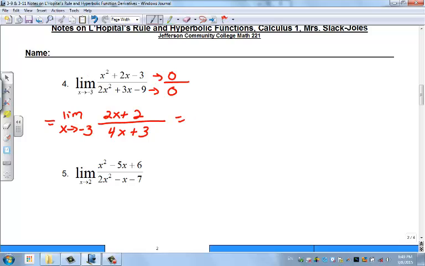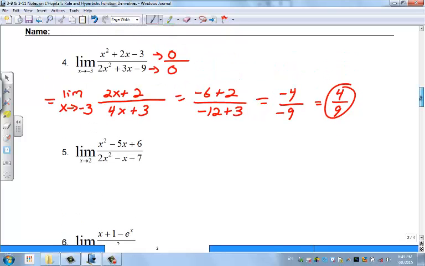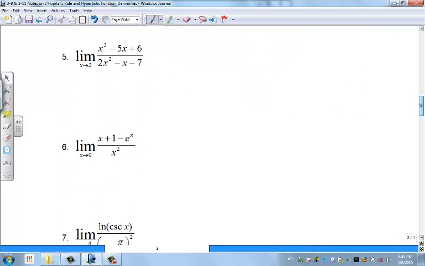So we get 2 times negative 3 plus 2. So 2 times negative 3 is negative 6 plus 2. And then in the bottom, 4 times negative 3 is negative 12 plus 3. That's going to be fine. So negative 6 plus 2 is negative 4. Negative 12 plus 3 is, well, let's see here, negative 9. So it's going to be equal to positive 4/9 because 2 negatives divide to give you a positive. So that's that one. Let's look at the next.